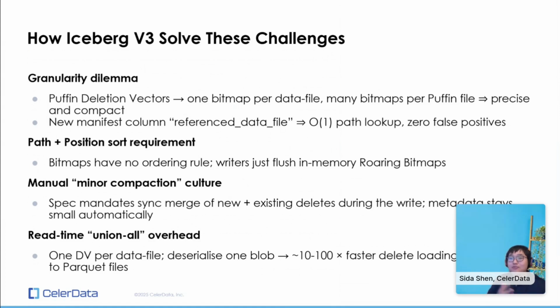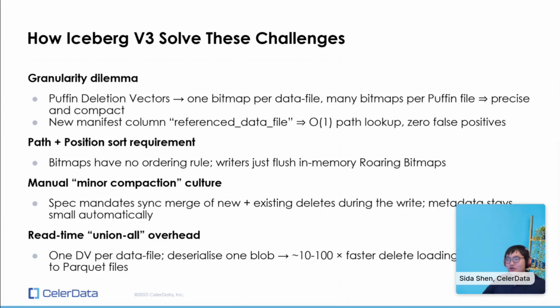And also we have a new manifest column called reference data file. So now we have a strong linkage between the data file and the delete file, so we make sure there's no overread, no false positives there. And also because we're using bitmaps, sorting is not a requirement anymore. A bitmap has no ordering rules.